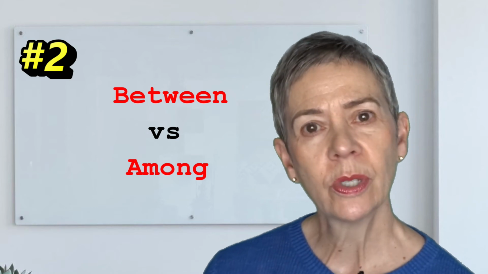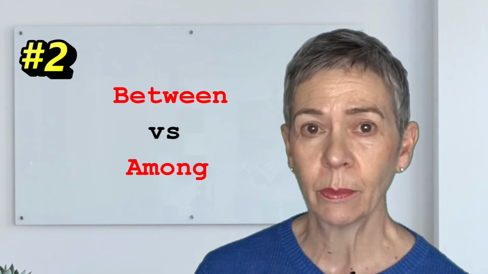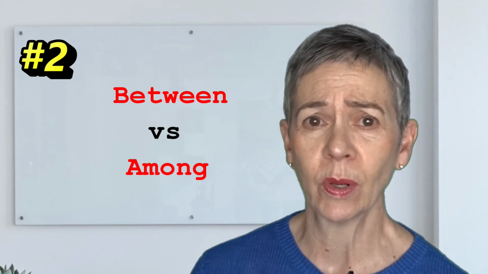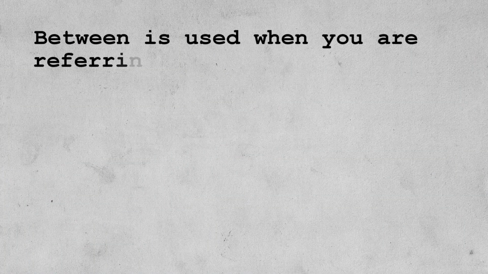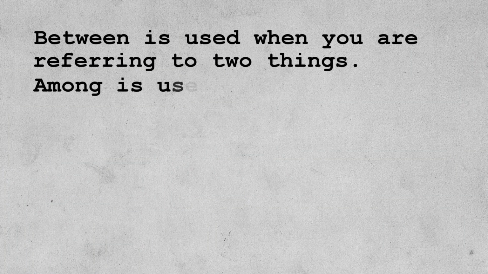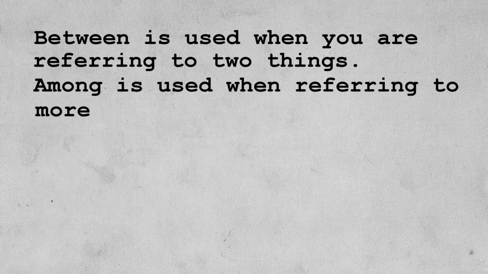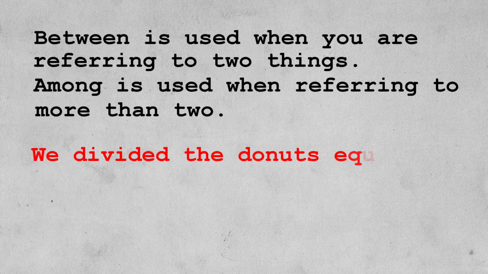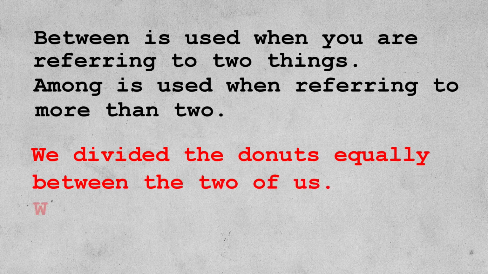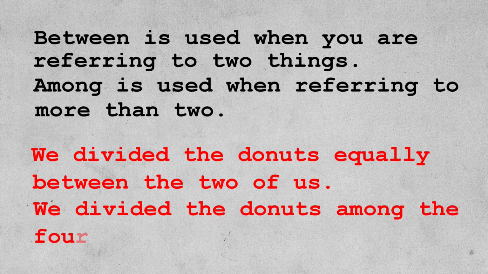Now here's how to use these words, and it's really quite simple, much simpler than the previous one we talked about. Between is used when you are referring to 2 things. Among is used when referring to more than two. Here's an example. We divided the donuts equally between the two of us. We divided the donuts among the four of us. It's as simple as that.